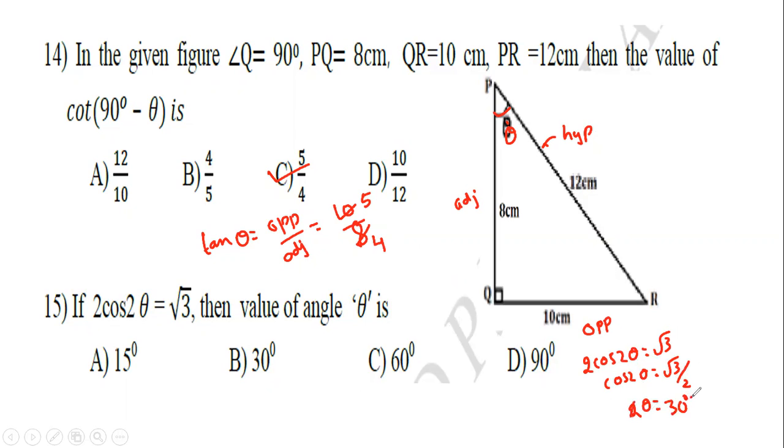2 ones are 2, 15 twos are 30. Then the value of theta is 15 degrees. Which option is right? Option A is correct. I hope all of you understood this one.